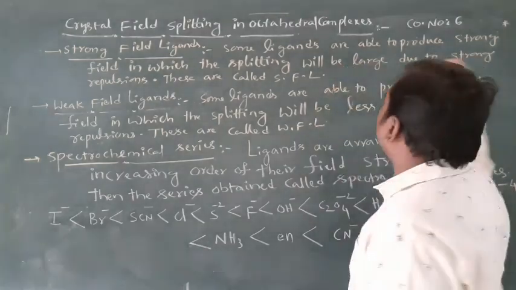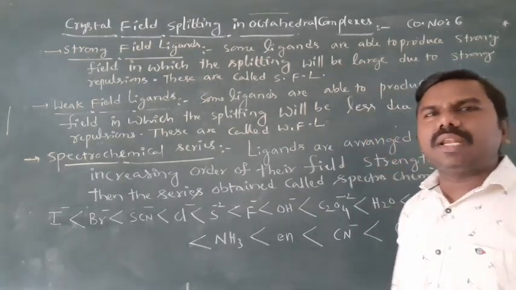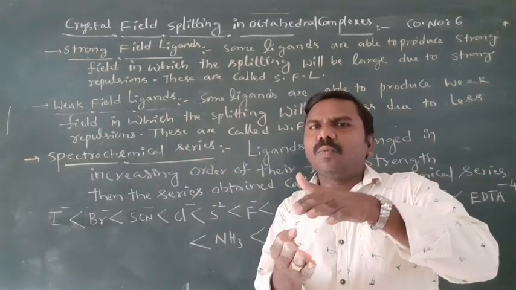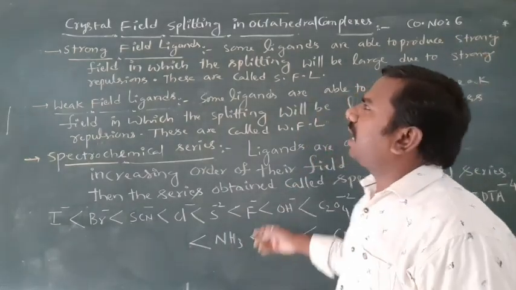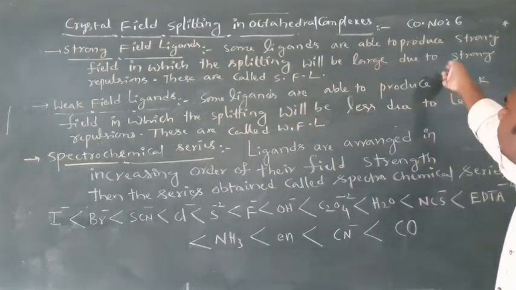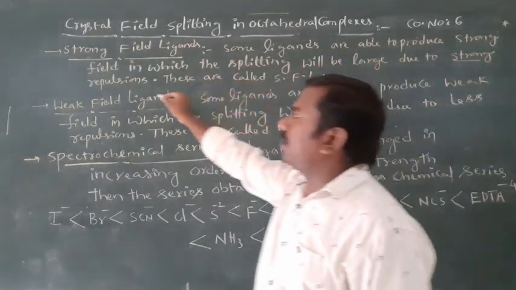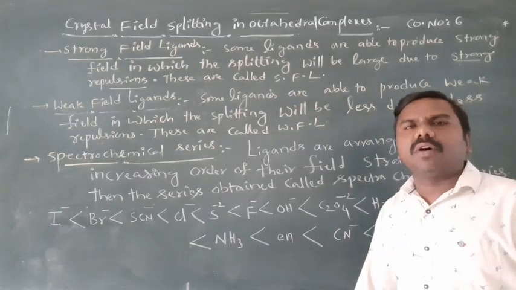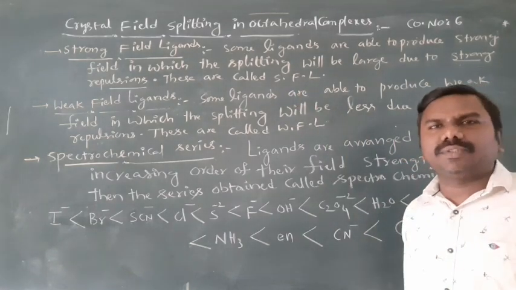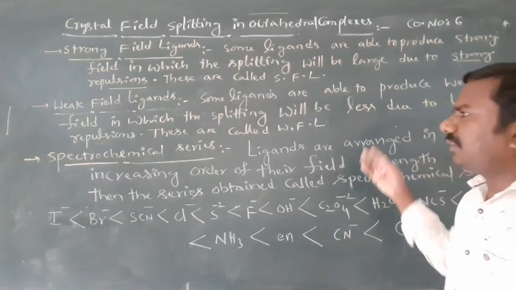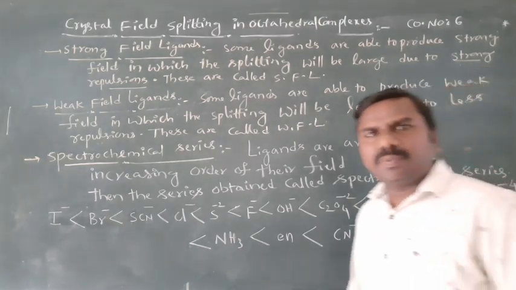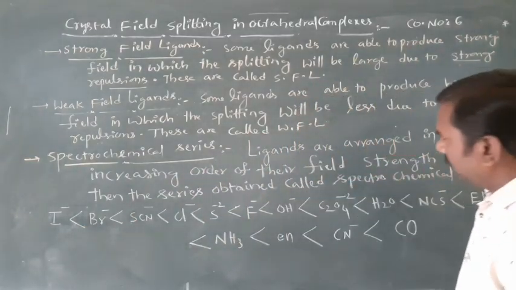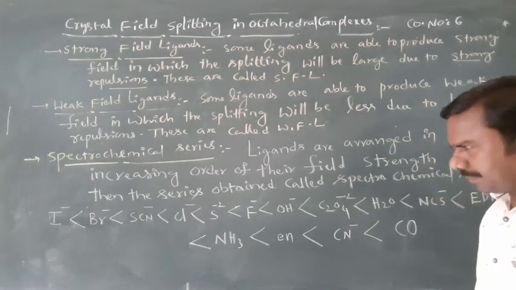In the presence of some ligands, they are able to produce a very strong field around the central metal atom, so that leads to more repulsions. Such ligands are named strong field ligands. Strong repulsions we can observe here. Next, some ligands are able to produce a very weak field based on the nature of the ligand. Then such ligands experience less repulsions only, but not more repulsions. Such ligands are called weak field ligands.